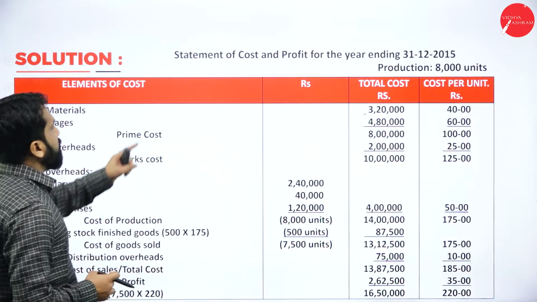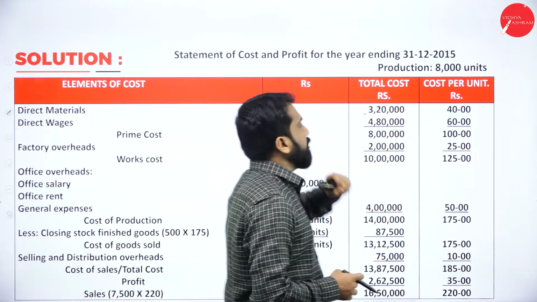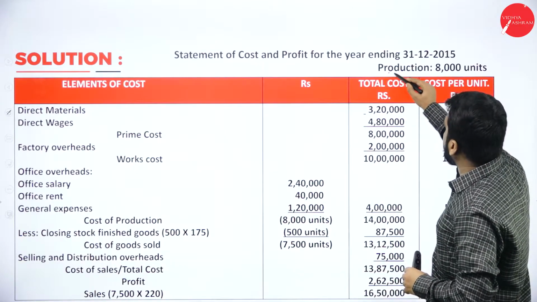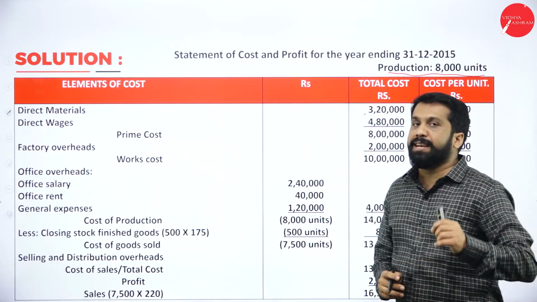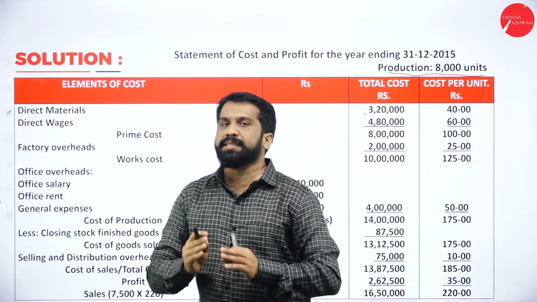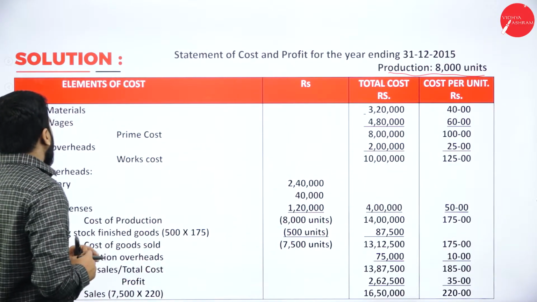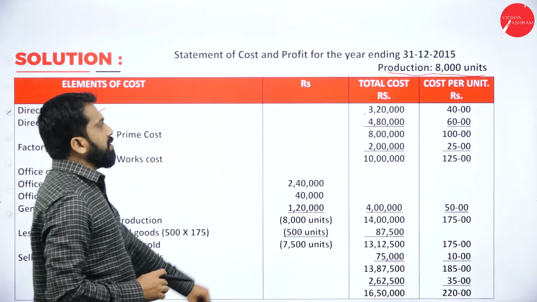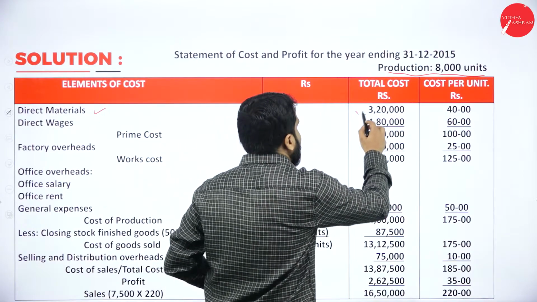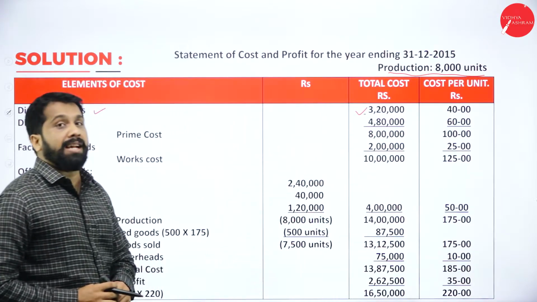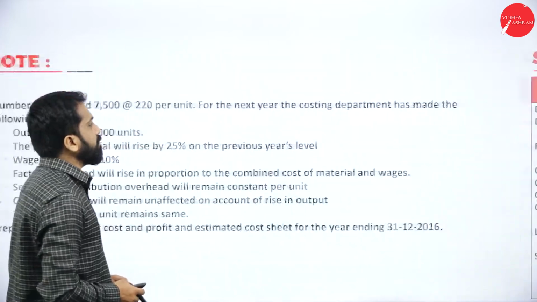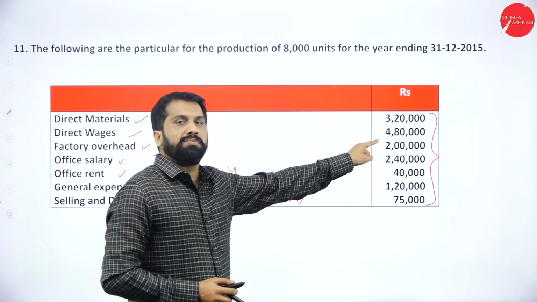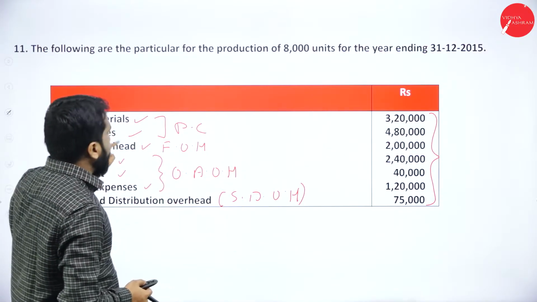Now, this will be the statement of cost and profit for the year ended 31st December 2015. Production number of units will be how many units? 8,000 units. Out of this, first will be your direct material. What will be your direct material? It will be 3,20,000. Where can you find it? I'll go back to your question. Your direct material is 3,20,000 and direct wages will be 4,80,000. You should add both.